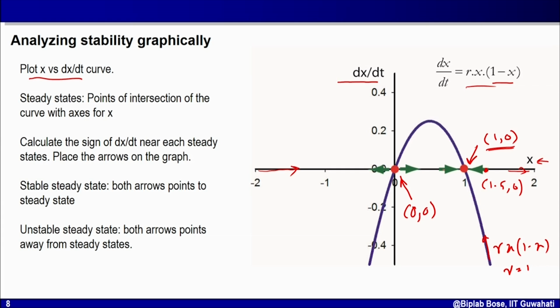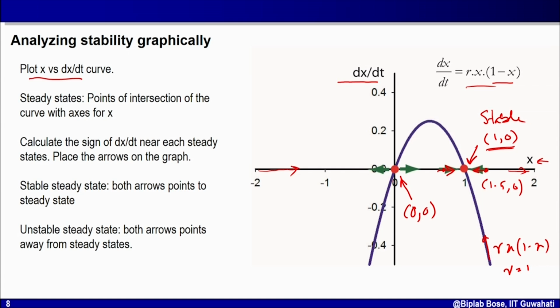Similarly, I can take a point slightly before the steady state, that is a lesser value than 1, and I can calculate dx/dt there. And based on the sign of that, I can easily see the sign will be positive. That means x will increase with time. So I put an arrow towards the steady state. So as both the arrows are pointing towards the steady state 1, 0, I call this a stable steady state.